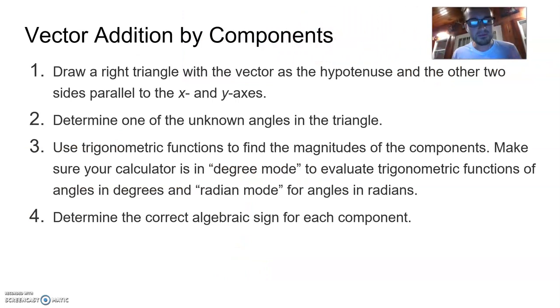Now, when we add vectors together, because we can take a weird diagonal vector and turn it into horizontal and vertical components, we can add two vectors together by breaking them into their components, gathering up all the x components and adding them together, gathering up all the y components and adding them together, and then resolving it, we call it, into the overall vector.